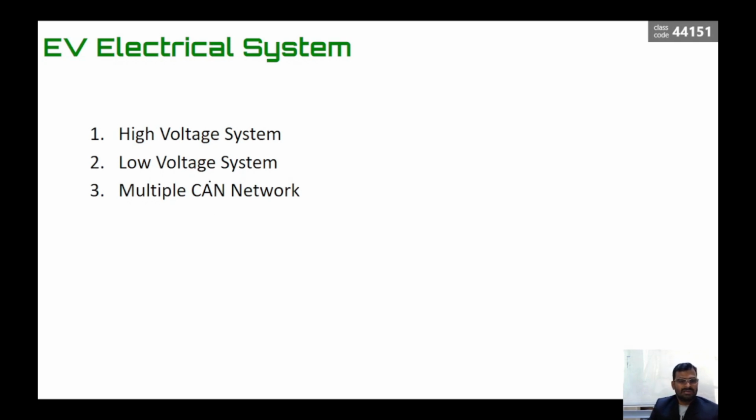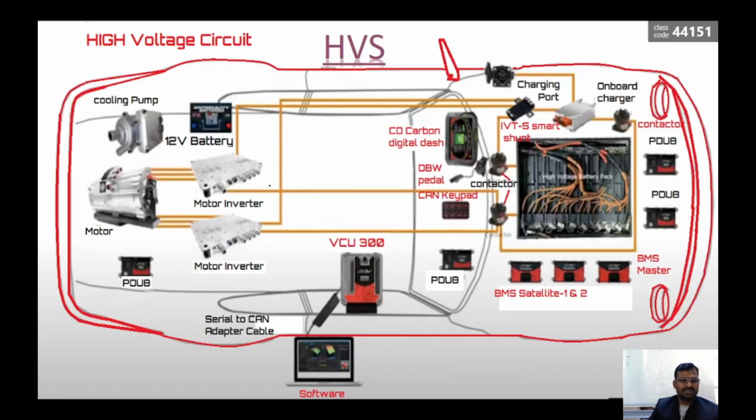So the EV electrical system has three major components. One is the high voltage system, another one is low voltage, and multiple CAN networks. And apart from that, we have a BMS system. So let us see what the high voltage system is. What are the major components in a high voltage system here? You can see the yellow colored line, whatever is highlighted here. So this is the high voltage system.